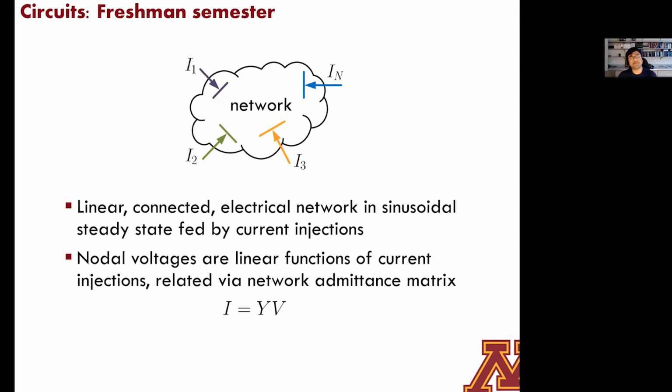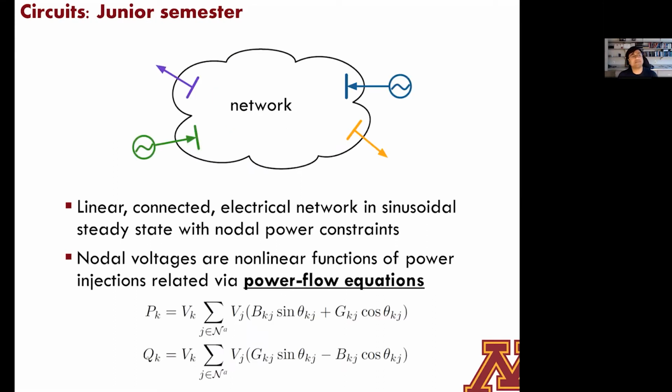And then we take different versions of this and we tailor it to different applications depending on whether you're looking at small wires or big wires. And for all the people that are looking at big wires, we come to maybe a junior semester course on power systems, where we think about what this problem means in the context of the bulk power system. So we still retain our assumptions of maybe a linear network, still connected, still operating in sinusoidal steady state. But we take this one level higher and we say, all right, instead of having current injections as constraints at these nodes in the network, we are going to think about the nodal constraints as being power constraints.